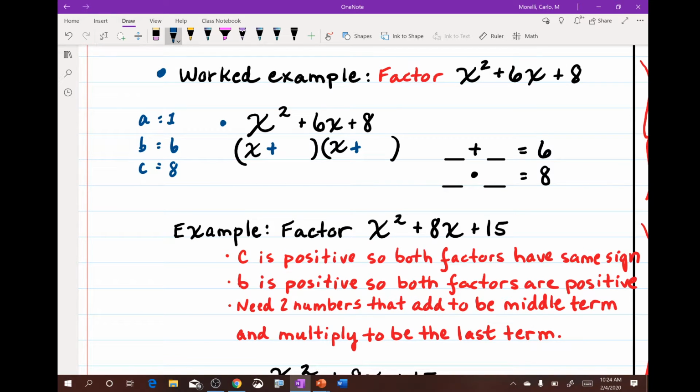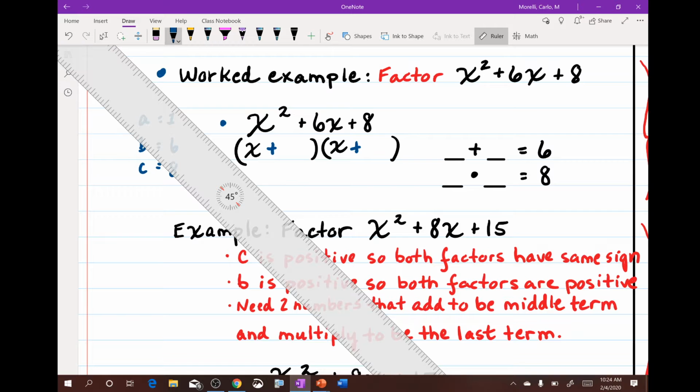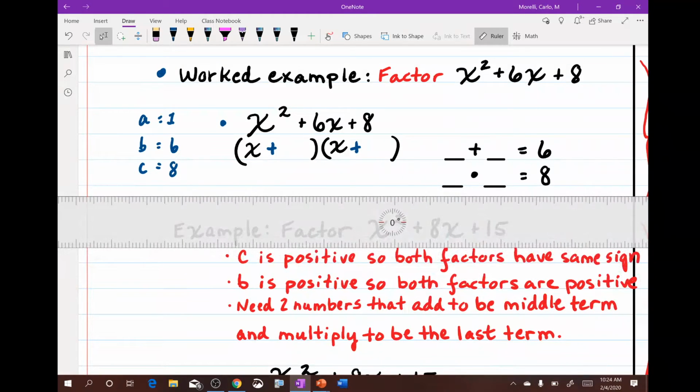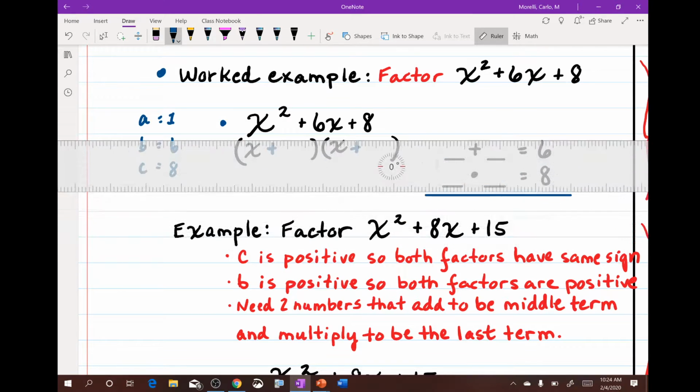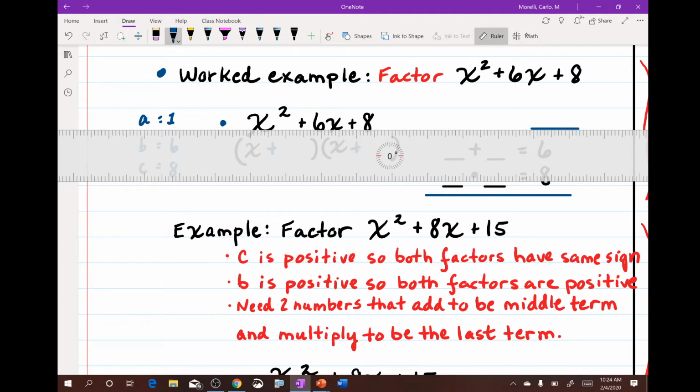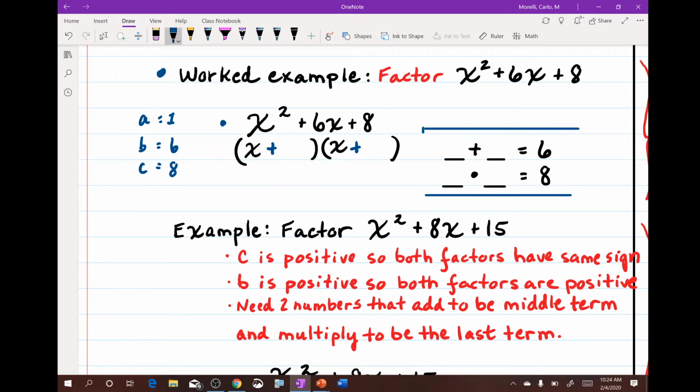And now, over here, this is where we play our little jigsaw. Okay? This is where we play a little game. Every single time you do this, this is how you do it. Now, this only works when A equals 1. Does A equal 1? Then this will work. This is the most simple form of factoring. What we're doing is called factoring a quadratic expression.